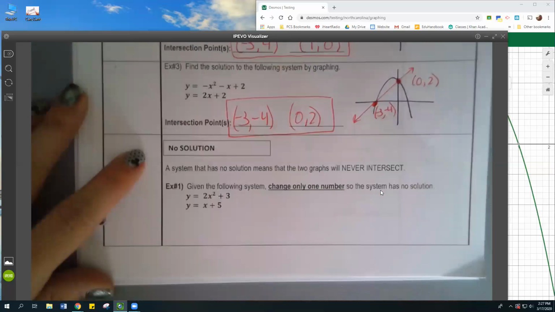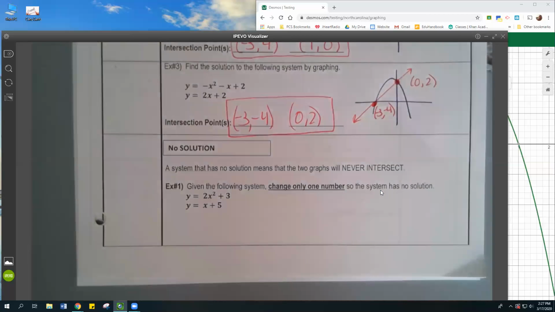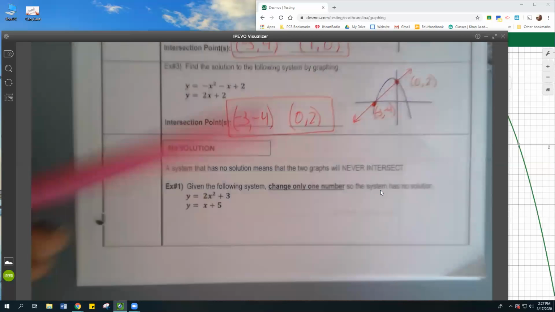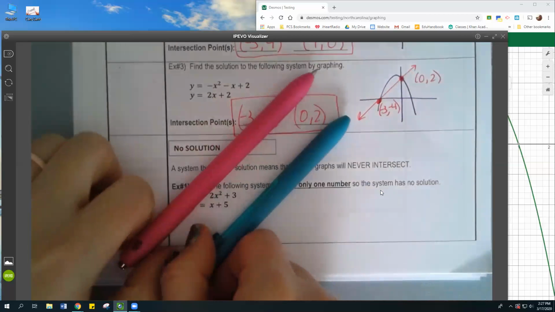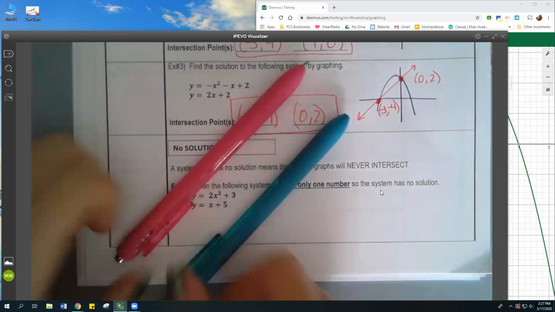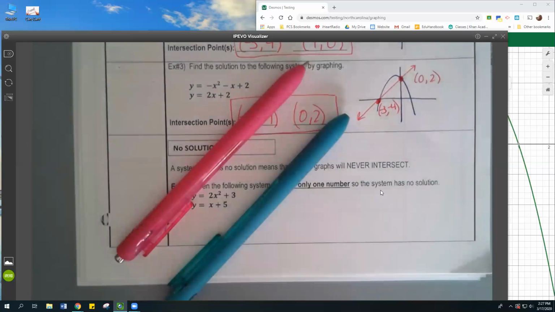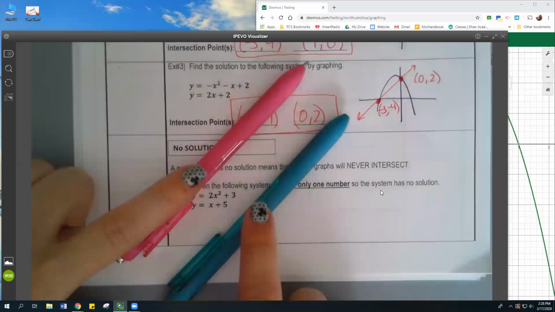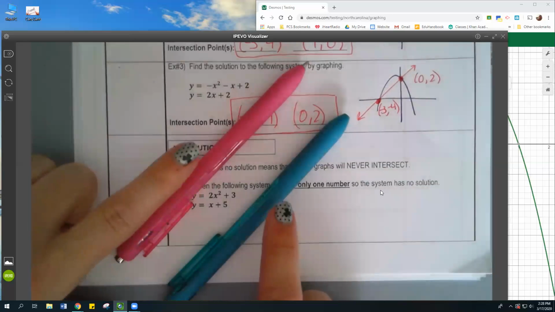Okay, so now let's talk about no solution. So for linear, like my two pens here, if I had parallel lines that had the same slope, that would mean that those two equations are never going to touch each other, which means that there is never going to be a solution. These two equations do not occupy the same space at the same time.